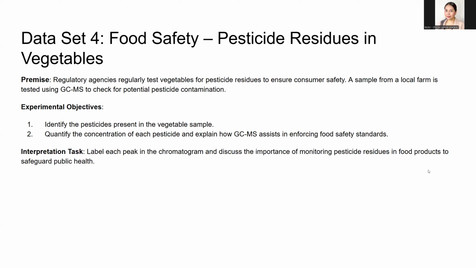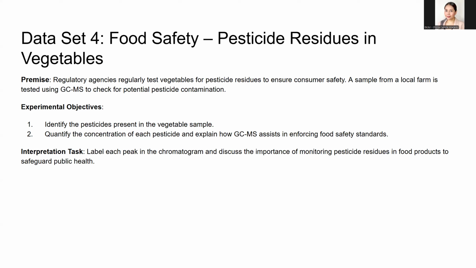Finally, for group 4, this time you'll be working with regulatory agencies in the food industry. They need you to test vegetables for pesticide residues in order to confirm consumer safety. So the sample that you have is from a local farm, and you need to check for potential pesticide contamination.